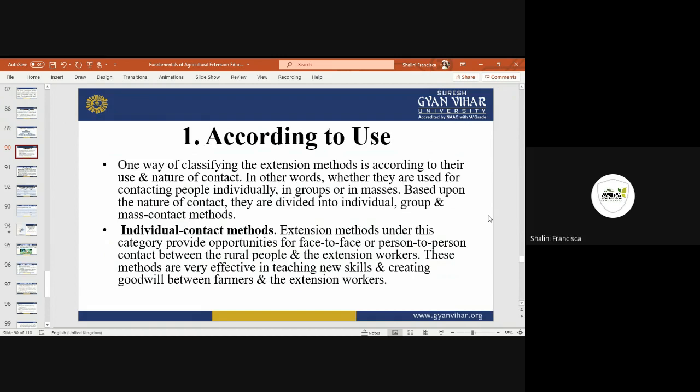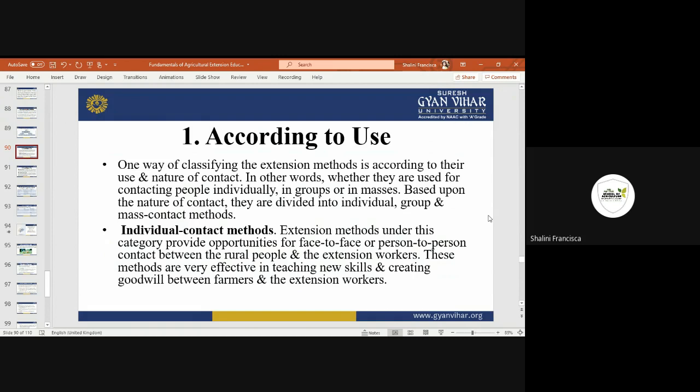worker. So individual contact methods will help the person to get involved with how this person is going to benefit, how the process, or whatever the extension worker has come up with as the program, is going to benefit the person.